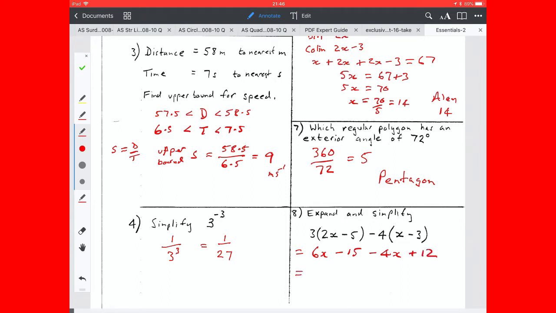Collect together the x's. 6x minus 4x is 2x. Collect together the numbers. Minus 15 plus 12 is minus 3. And that completes the exercise.